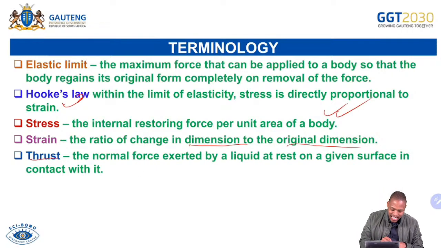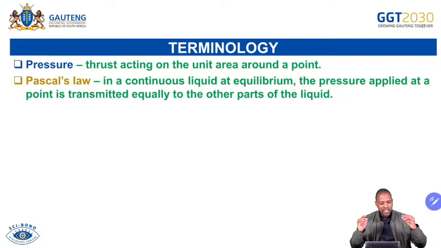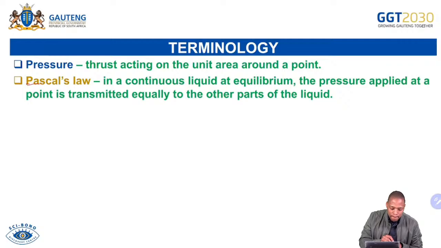And then thrust: the normal force exerted by a liquid at rest on a given surface in contact with it, right? As we go, pressure: thrust acting on the unit area around a point. And then lastly, Pascal's law: in a continuous liquid at equilibrium, the pressure applied at a point is transmitted equally to the other parts of the liquid.